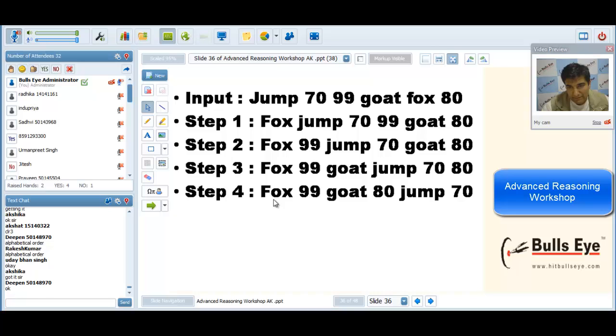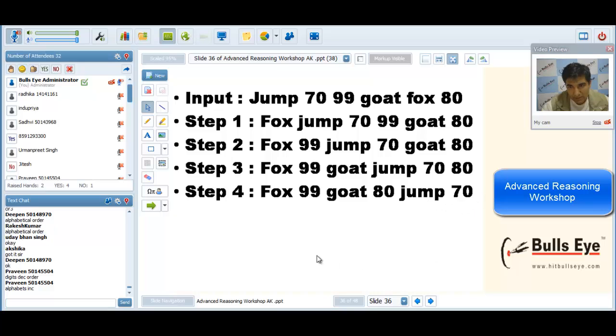Now people, we have another input, which is alphanumeric, like jump, 70, 99, goat, fox, 80. Let's go to the last step, which says fox, 99, goat, 80, jump, 70. So every word and digit is alternate.